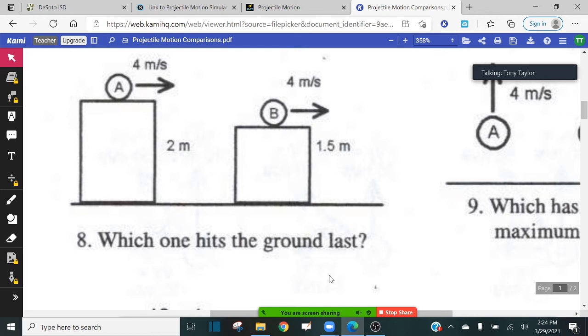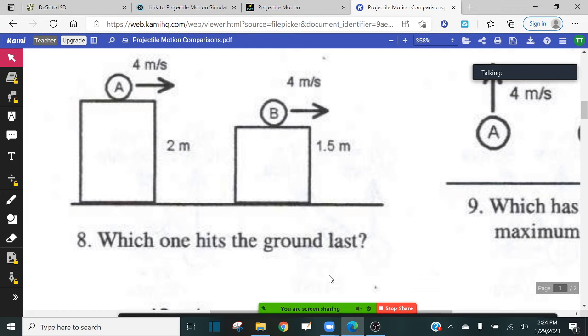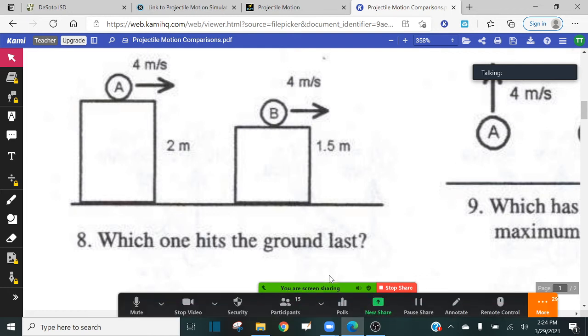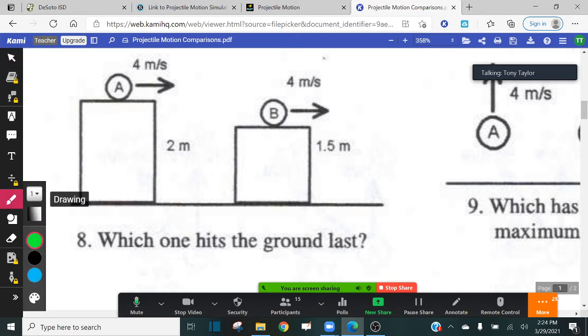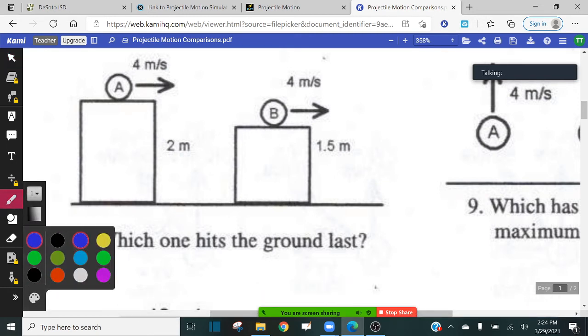This should be an easy one right here, guys. Which one hits the ground last? Ball A or ball B? Remember, ball A is launched from a higher height. Yep. Ball A was going to hit the ground last. Thank you, Stephanie. And that should make sense, right? Because it has a greater vertical displacement. So since it has a greater distance it has to travel, it's going to take longer to hit the ground.